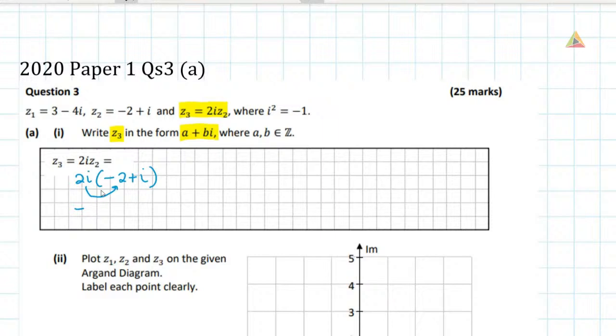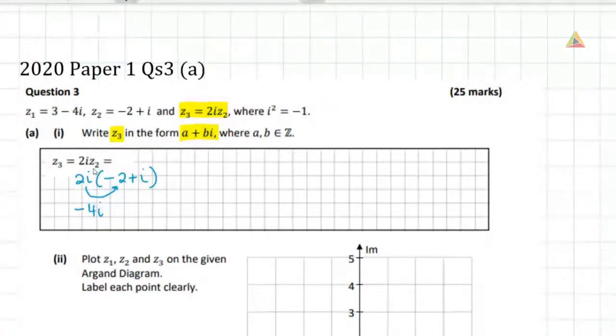We have a 2 by a 2 gives us a 4, and we have an i, and we have no i inside the bracket, so that gives us minus 4i. And the second thing we're going to multiply is minus 2i by plus i. And again, we're multiplying the signs, we're multiplying the numbers, and we're multiplying the i's if we have them.